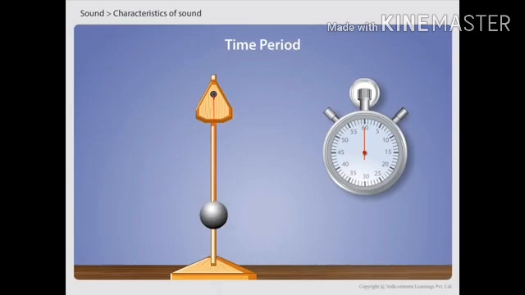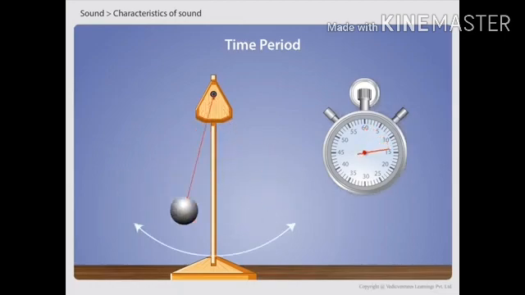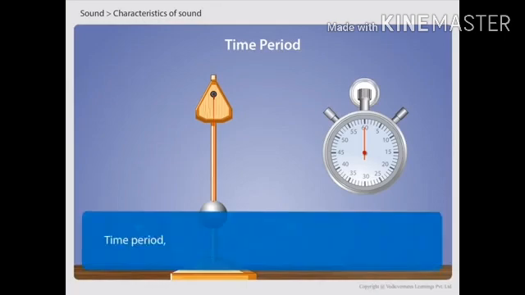We can measure the time taken to complete one oscillation using a stopwatch. Pull the bob of the pendulum to one end and release it. The pendulum starts oscillating. Now start the stopwatch. Note the time taken to complete 20 oscillations. Time period can be calculated by dividing the time taken by the number of oscillations.